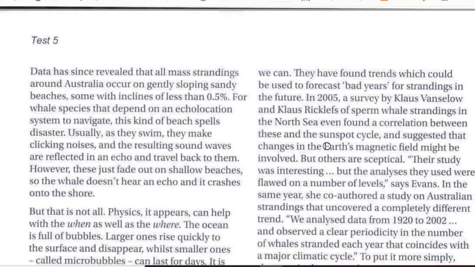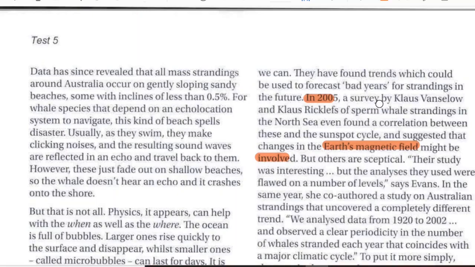And this is the keyword, Earth's magnetic field. So we're going to read from the beginning of the sentence. In 2005, a survey by Klaus Vanslo and Klaus Rickliffs of sperm whale strandings in the North Sea even found a correlation between these and the sunspot cycle and suggested that changes in the Earth's magnetic field might be involved. We see from this part of the passage that Earth's magnetic field is responsible for stranding.